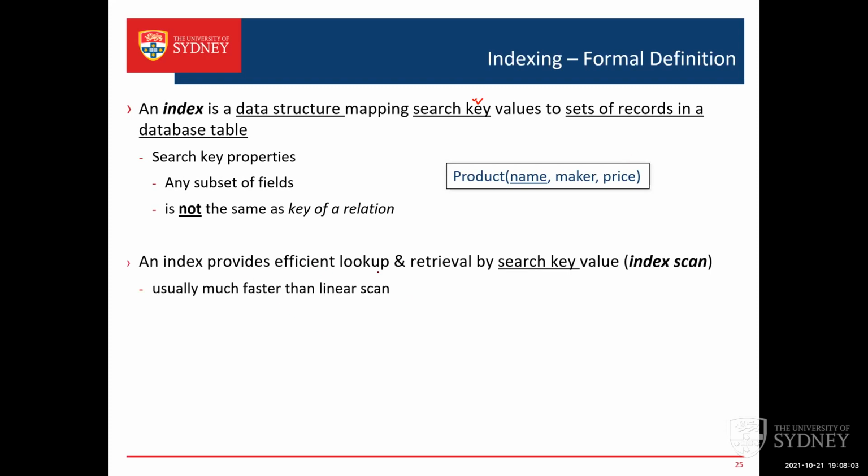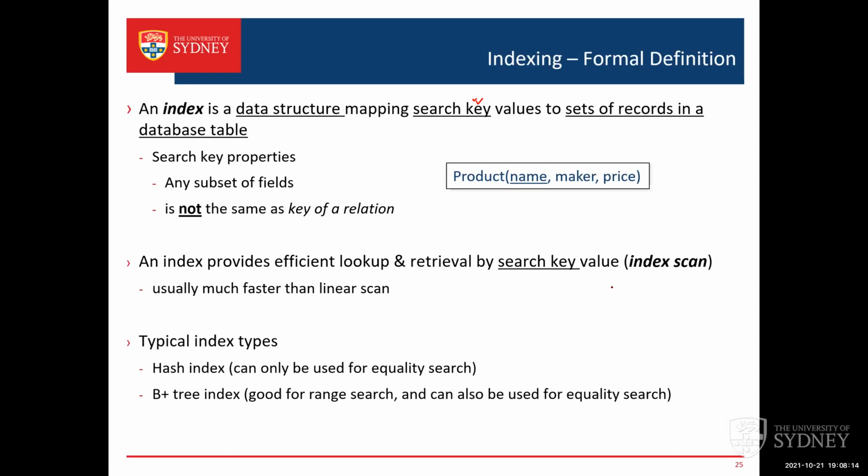And indexing provides efficient lookup and retrieval by search key value. Definitely, if we have everything as an index, we can quickly go there, right, and figure out the data from that page. Typical index types that we have: hash index, which is typically used for equality search. B+tree index is another one, which is very good for range search and can also be used for equality search. Today we'll only talk about B plus tree, not hash index, because this one you can use for both equality search and range search.